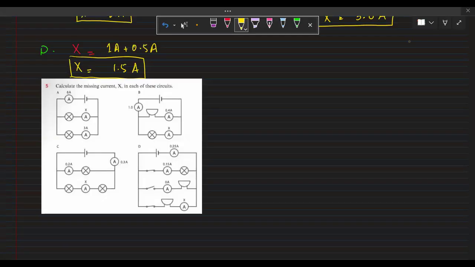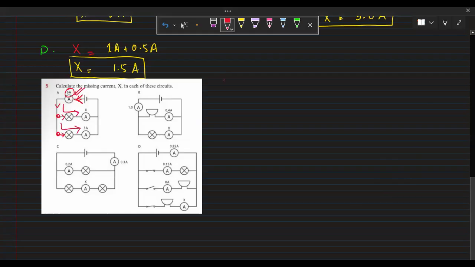Okay, now here we have question number 5. This question says: calculate the missing current X in each of these circuits. As we know, this is going to be your total current, right? Which is 6 ampere. 6 ampere starts flowing and reaches this point, it splits up. And when it reaches here, it splits up, right? So what are you observing? That this is the total current and it divides into two branches.